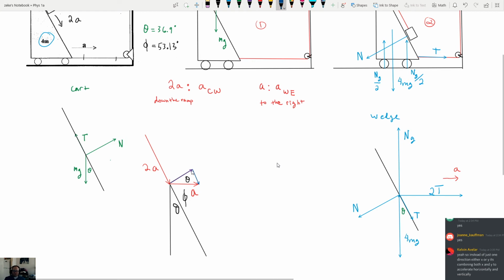Okay, so what would the length of this side of this triangle be? If A is the acceleration along this direction... That's exactly right, Kelvin. So instead of just one direction, either x or y, it's combining both x and y to accelerate horizontally and vertically. Exactly. That's specifically what's so difficult about this problem, is that the block is not accelerating in a simple way. It's accelerating down the ramp and to the right. Okay, so if I tell you that this vector is A, what would the purple vector be? A times something, right? If this angle is theta.